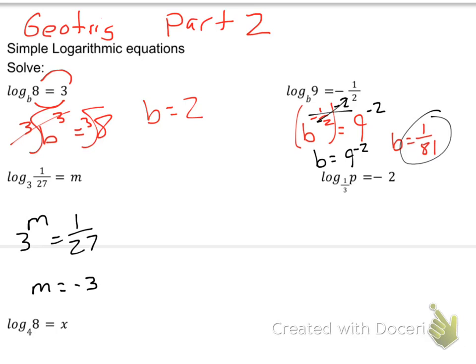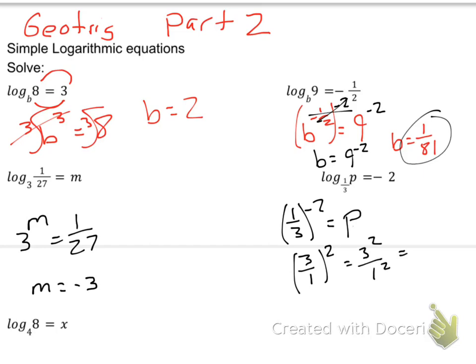Moving on. Doing the old switcheroo here, it's 1/3 to the negative 2 power is equal to p. Now these ones you should like. You just need to evaluate the exponent. Again, it's a negative exponent on a fraction, so I will flip the fraction and make it a positive power. And if you remember how to take powers on fractions, you apply them to the top and to the bottom. So this becomes 3 squared over 1 squared, or just 9.